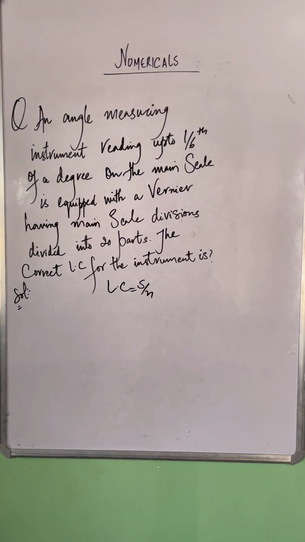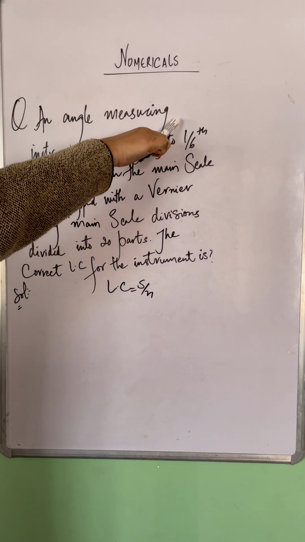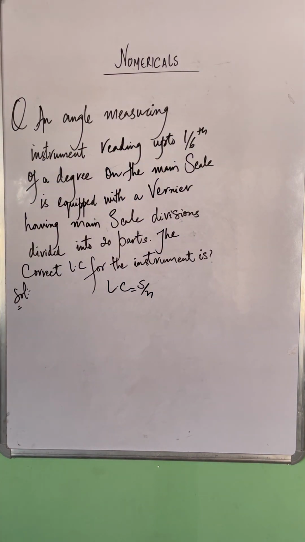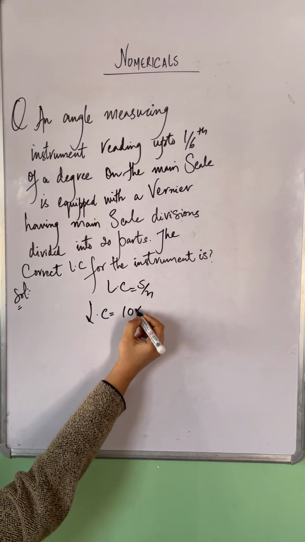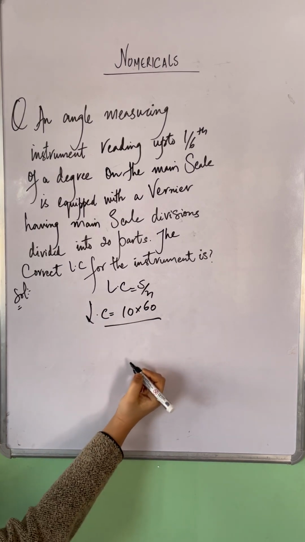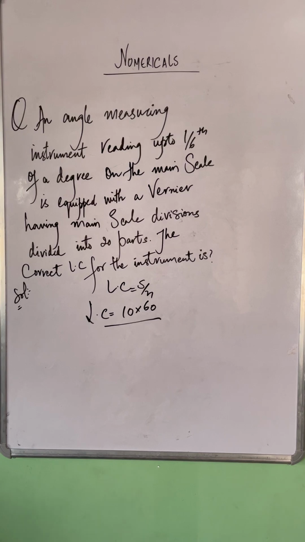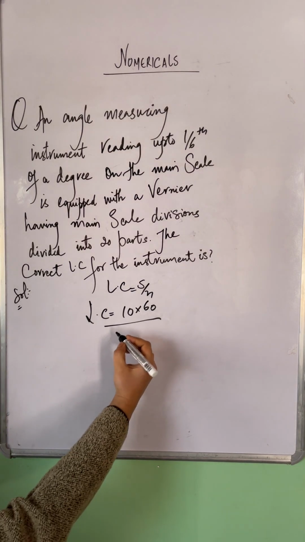What is my S? Reading up to 1/6 of a degree on the main scale. What is 1/6 of a degree? 10 minutes. That means least count is equal to 10 minutes, I'll convert it into seconds, divided by N. What is N? N is 20. It is equipped with a vernier having main scale divisions divided into 20 parts, right? So the number of divisions on the vernier scale is 20.